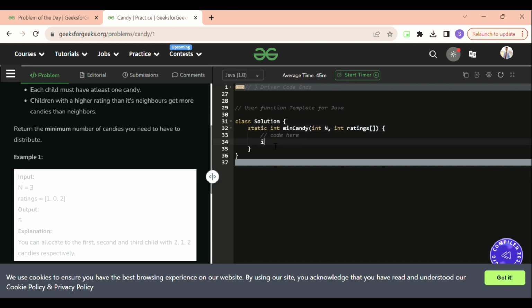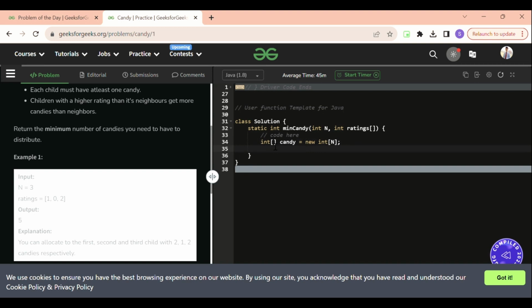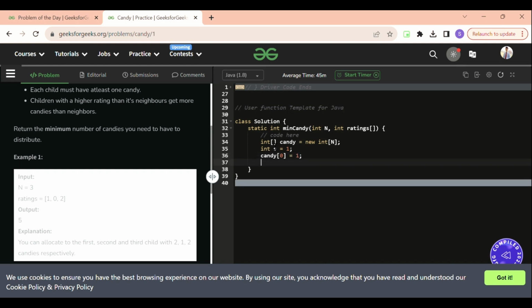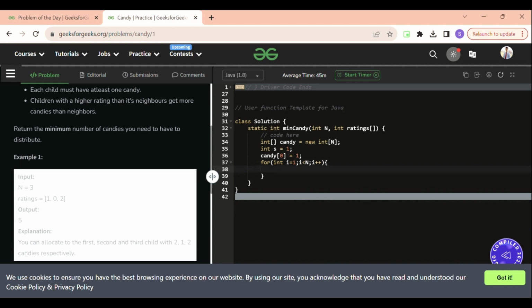So let's make one array. Let's write candy = new int, and I will give it size n as well. And the variable s will be what? 1. I will always start from 1, and I will give the first child 1 candy only. So candy[0] = 1. All right, so now I will start. Once I will be going from left to right and another from right to left. In this way we will do.